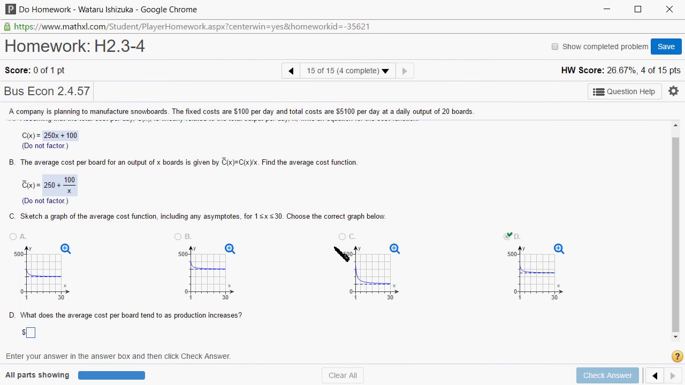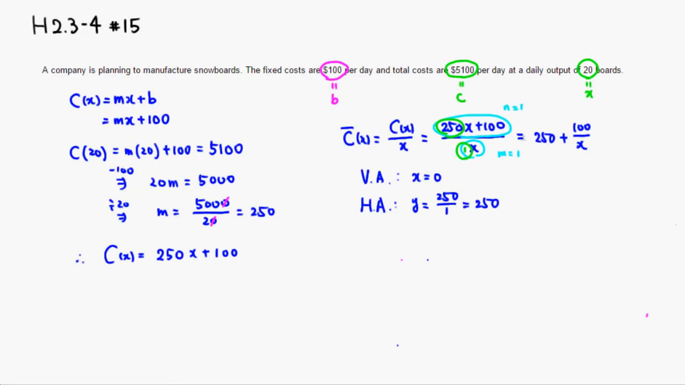Part D. What does the average cost per board tend to as the production increases? If you look at this average cost function, as production, so x, gets larger and larger, this value right here is going to be getting closer to 0 because you are dividing by a larger value. But 250 stays the same, so the average cost function is going to tend to 250. Just like the horizontal asymptote, 250 is going to be the answer.